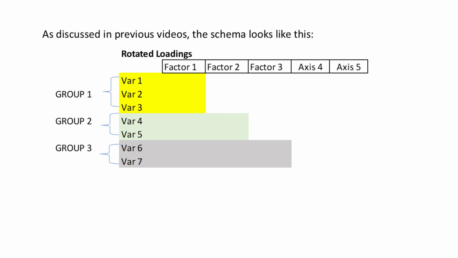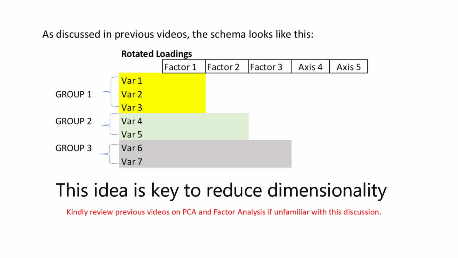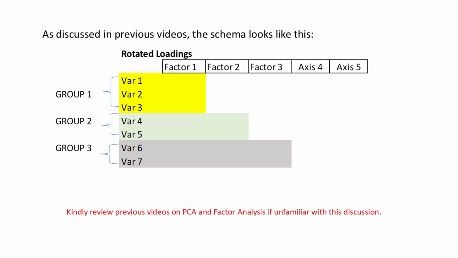So this is what it would look like. In the previous exercises and videos we showed how this is done. Kindly review the previous videos on PCA and factor analysis if you're unfamiliar with this discussion. But this is crucial. It's with this one where we reduce the number of variables that are used for the regression and concentrate instead on the factors.